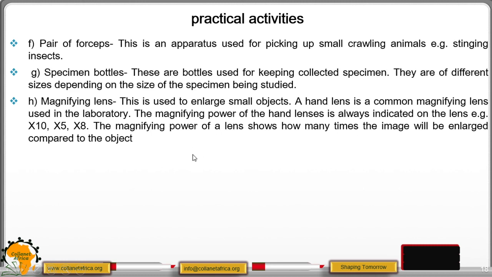The magnification power of the hand lens is always indicated on the hand lens. For example, times 10, times 5, times 8. This means the object has been magnified 10 times. Times 5, it has been magnified 5 times, and so on. The magnification power of a lens shows how many times the image will be enlarged compared to the object. That is a typical hand lens. Maybe you have seen one like this or different from this in your school laboratory.